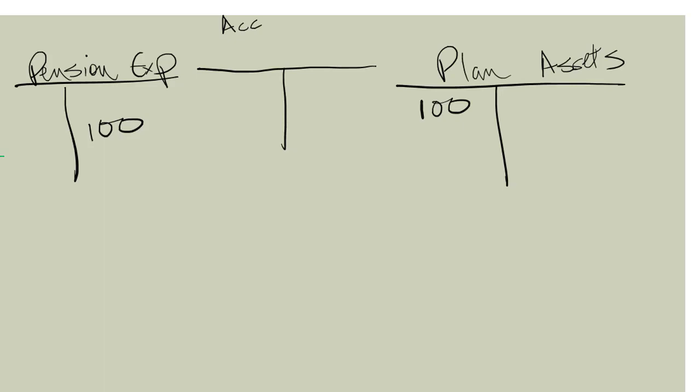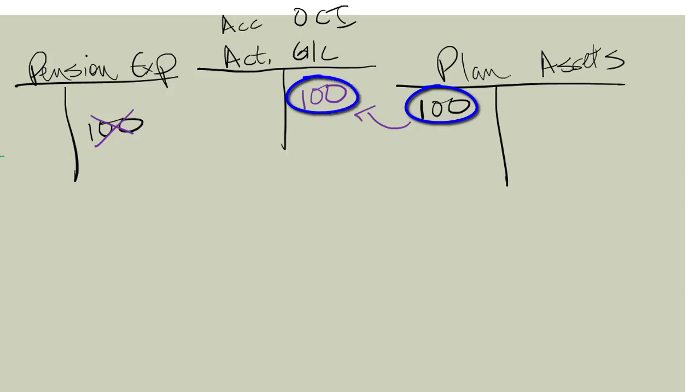Accumulated Other Comprehensive Income, Actuarial Gains and Losses. We call it that because it's the actuary that comes up with most of these percentages and estimates for us. What we said was, great, take that $100 and we'll take it out of pension expense and we'll show it as a gain here in other comprehensive income. Still a credit balance, it's a gain, we're fine. And we have a debit and a credit.